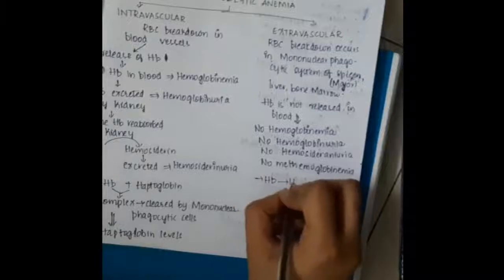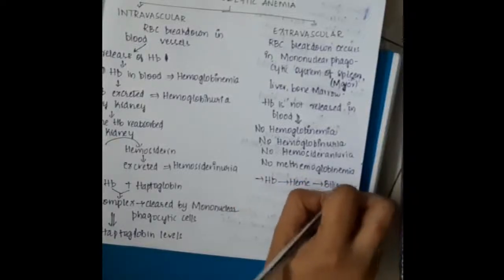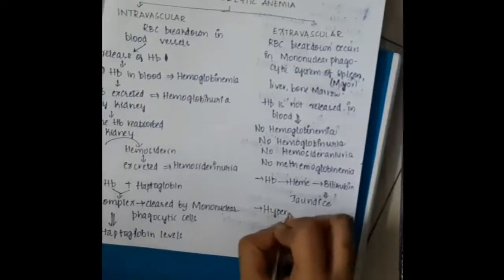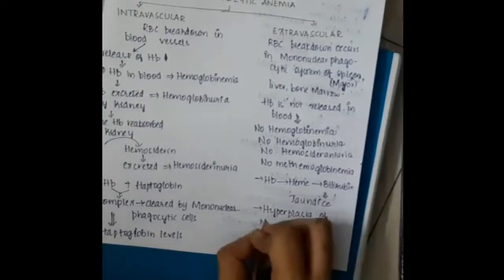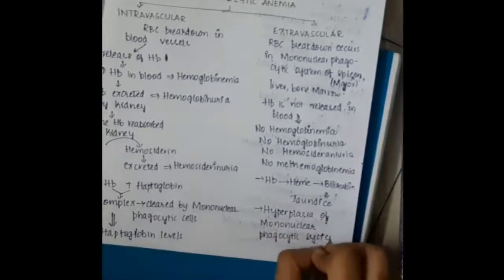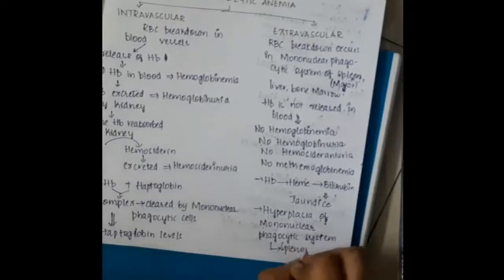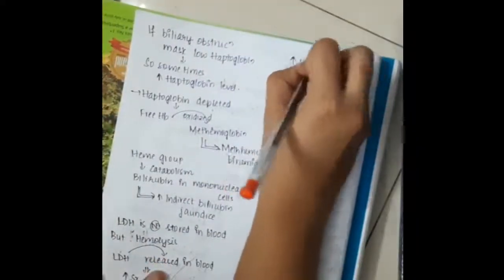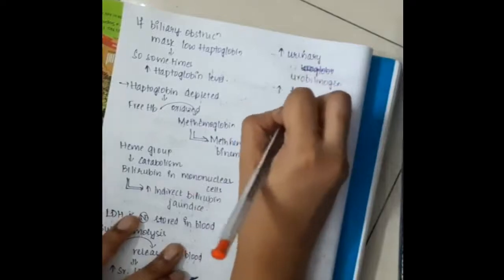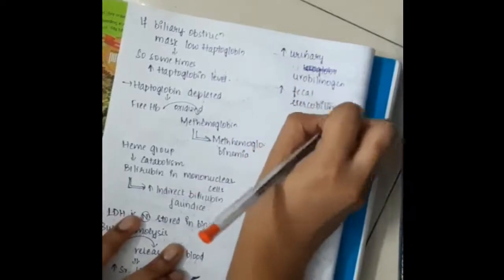So here hemoglobin gets converted to heme, which gets converted to bilirubin. This bilirubin leads to the formation of jaundice. Because the breakdown occurs in the spleen or mononuclear phagocytic system, we see enlargement and hyperplasia of the mononuclear phagocytic system, leading to splenomegaly. Increased urinary urobilinogen levels are seen, and increased fecal stercobilinogen levels are also seen here.